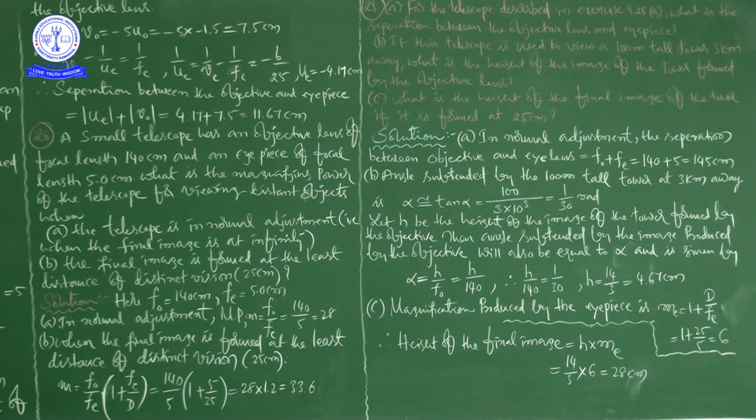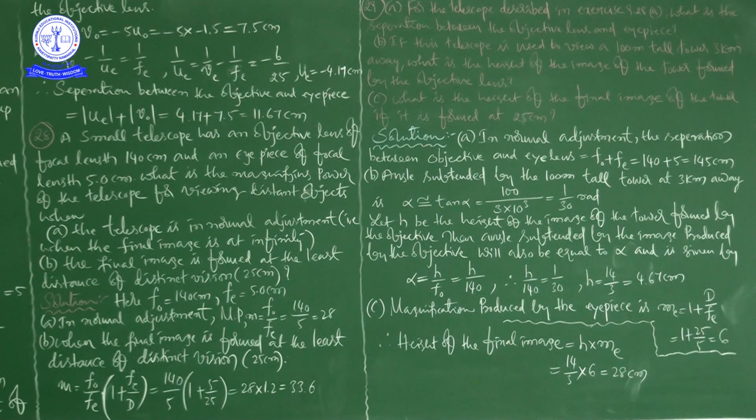Generally, to view an object clearly, with a sufficient amount of light and a proper field of view, and to avoid stress while viewing with our naked eye, to achieve all these things in a comfortable manner, we generally see the image when it is at 25 centimeters. That is the least distance of distinct vision. Okay, that's what I am saying.